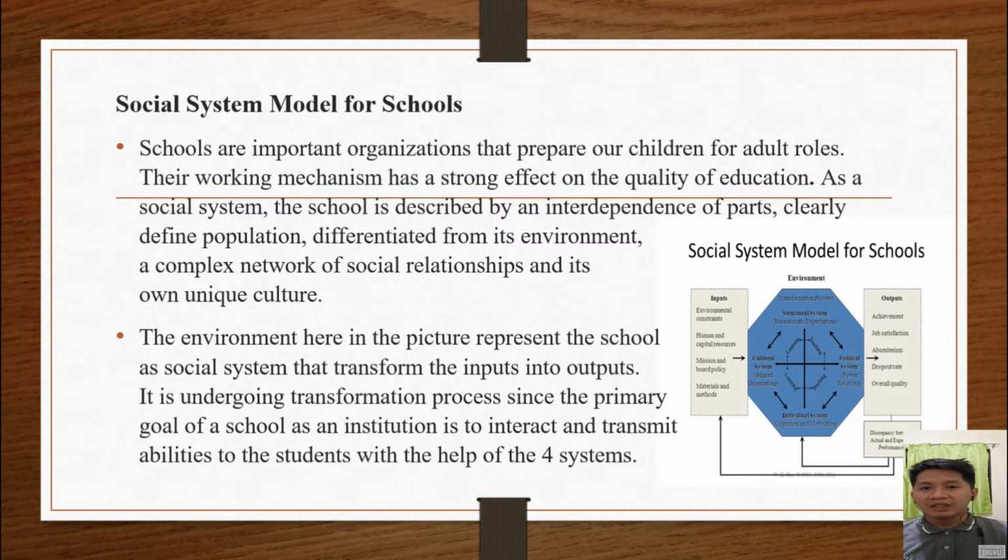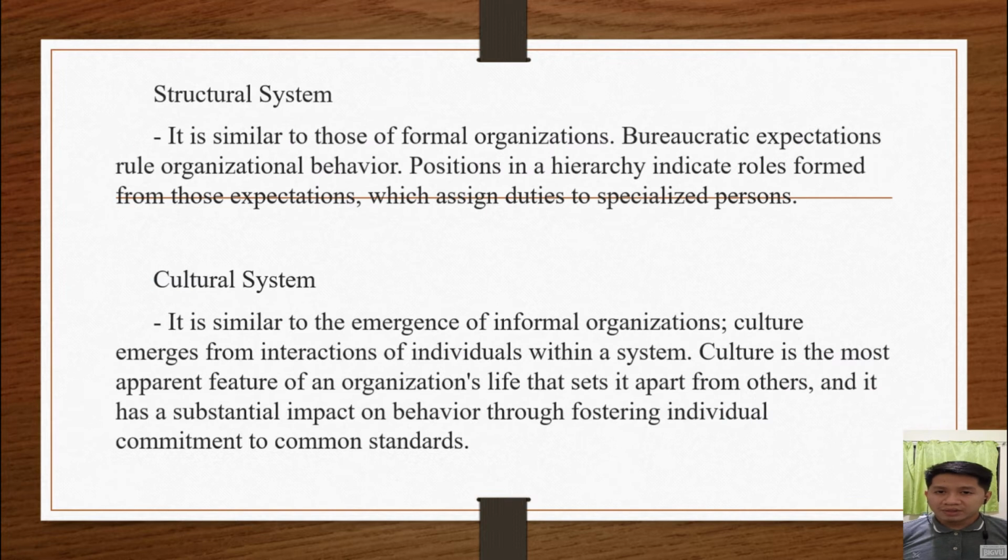The environment here in the picture represents the school as social system that transforms the inputs into outputs. It is undergoing transformation process since the primary goal of a school as an institution is to interact and transmit abilities to the students with the help of these four systems. So these are the four systems. Structural system. It is similar to those of formal organizations.